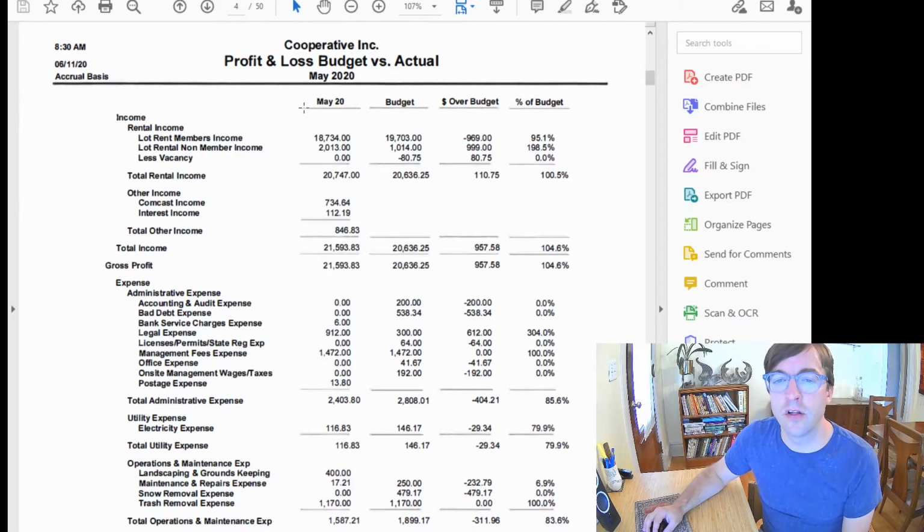First, take a look at the column that shows the Rock's actual income for the month. It's broken down into lot rent income and other income, which is other money that the co-op earns throughout the month beyond its core business of leasing lots. It's really important to be aware that when it says there's $20,747 of actual lot rent income for the month, that this isn't totaling up how many people in the Rock have actually paid for the month.